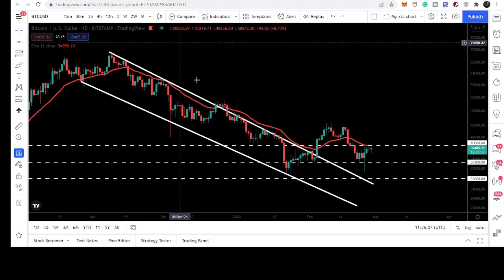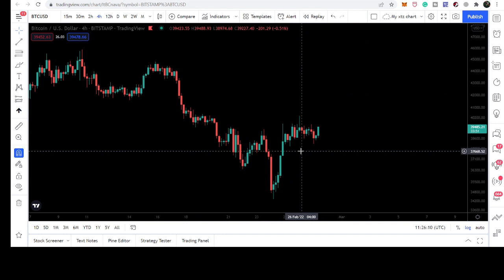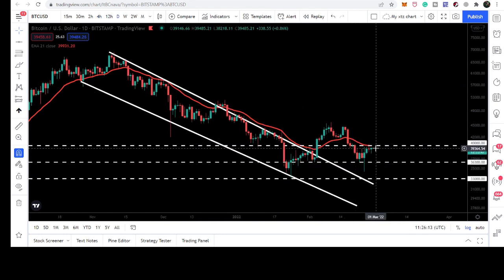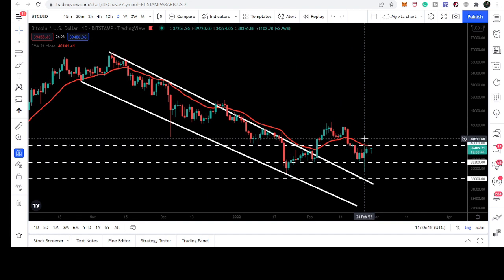Today we will take a look at this inverse head and shoulder pattern that has been formed on the 4-hourly time frame chart, and we will also take a look at this very strong resistance level of $40,000.